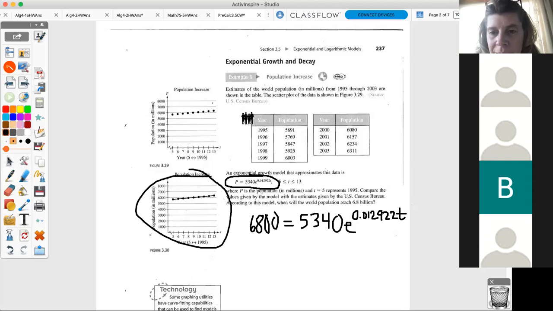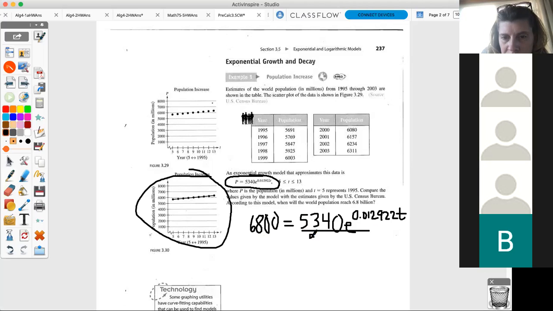How would I solve for t? What would I do first? Divide. Yep, let's divide. All right, so we're going to divide both sides by 5340. And anybody have that number? 1.273.